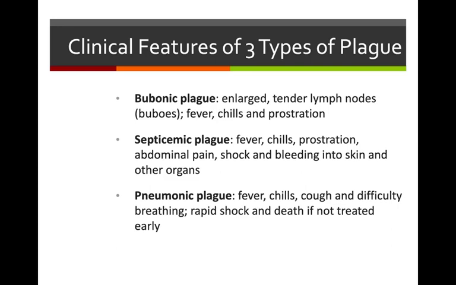In some patients, when the bacteria gets into the bloodstream, it can go to the lungs and cause the pneumonic plague: cough, difficulty breathing, rapid shock, and death. And the problem with pneumonic plague is if one person has pneumonic plague and they start coughing and spreading it through that respiratory pathway, the other patients will go straight to pneumonic plague instead of bubonic plague. So it can be very dangerous if pneumonic plague takes hold in a population.